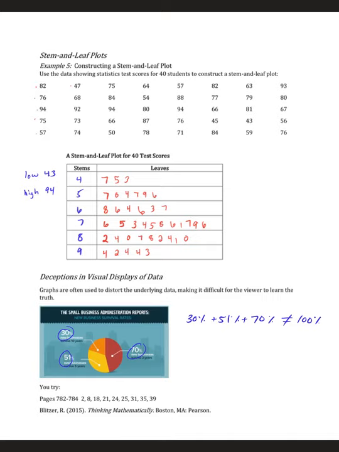Another thing, kind of in the same idea, you'll notice that the shading is not accurate. We know that 51% would be a little over half. Well, this yellow shading here does not represent a little over half. So we can say here that this shading is not accurate. So those are just some things. What I encourage you to do is when you watch any kind of news that shows any kind of graphs, see if you can pick out any deceptions within the graphs.